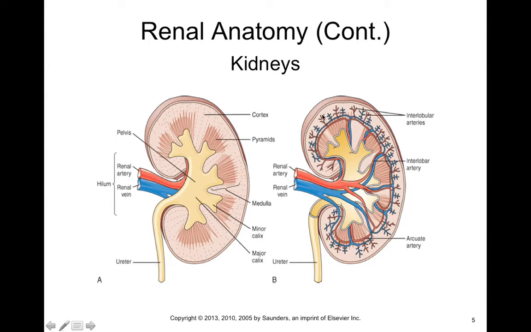Now, we can't see those because they're microscopic, and each kidney contains about 1 million nephrons. You're going to find about 1 million nephrons within this one kidney here.